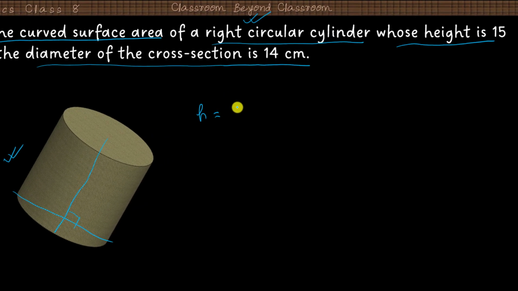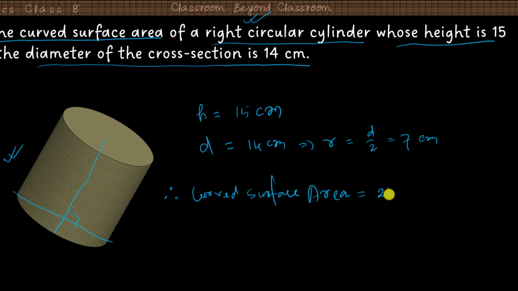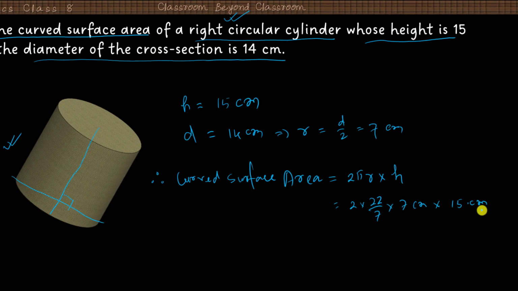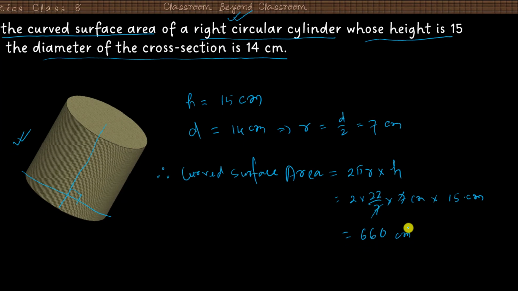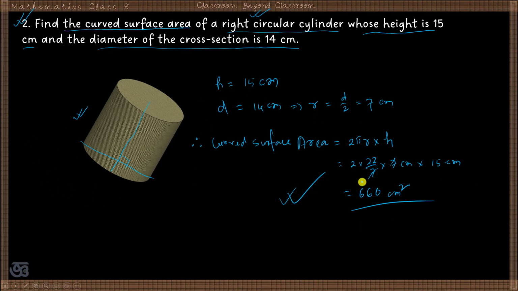So height of the cylinder h is equal to 15 centimeter and diameter of the cross section of the cylinder is 14 centimeter. Therefore the radius of the circular cross section is equal to d divided by 2, equal to 7 centimeter. So therefore curved surface area is equal to twice pi r, the perimeter of the circular section, multiplied by the height of the cylinder, that is 2 multiplied by 22 divided by 7, r is equal to 7 centimeter and h is equal to 15 centimeter. So 7 gets cancelled, that is equal to 660 centimeter square. So this is the curved surface area of the cylinder.